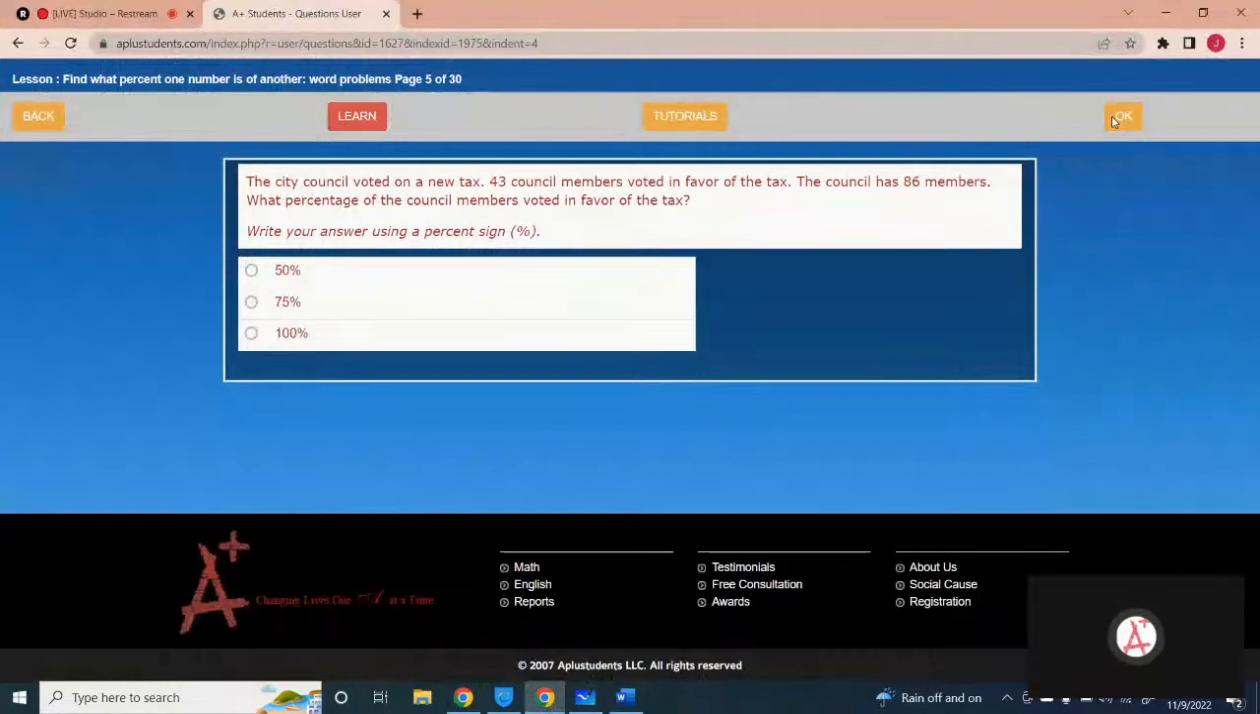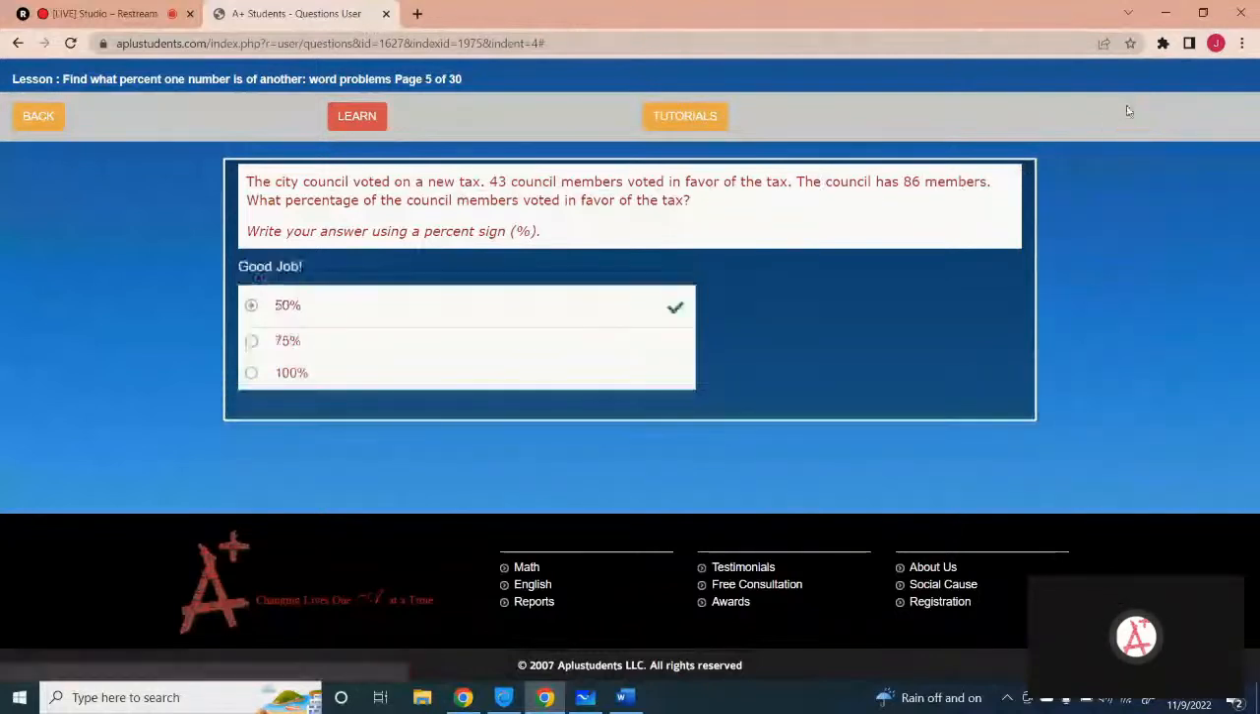Okay, the next one is: the city council voted on a new tax. 43 council members are in favor of the tax. The council has 86 members. What percentage of the council members voted in favor of the tax? So it would be 43 over 86. Got it? Just calculate 43 over 86. It would be 0.5 multiplied by 100. It would be 50%. That means 50% of the members voted for the tax. Got it?